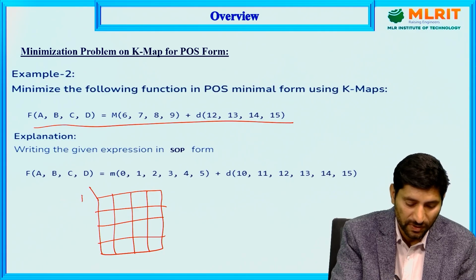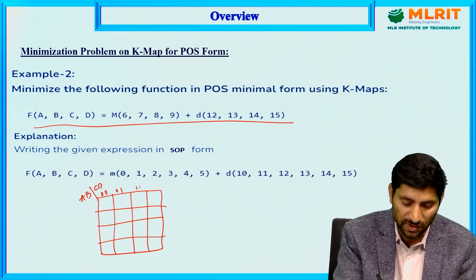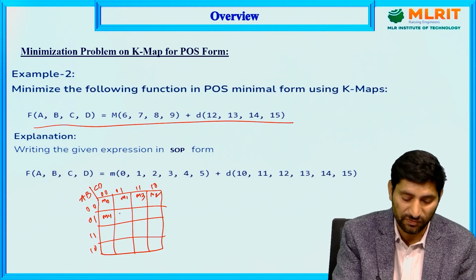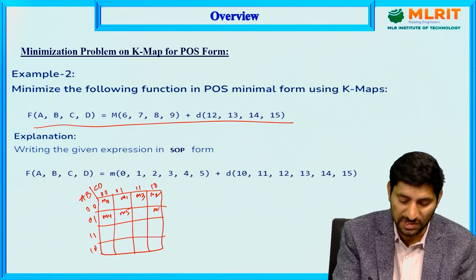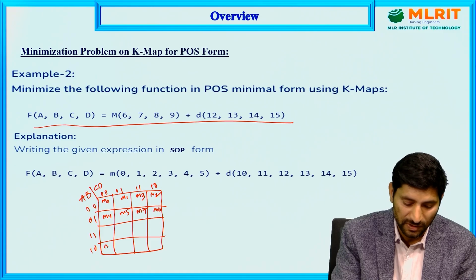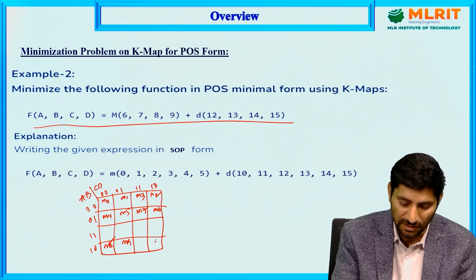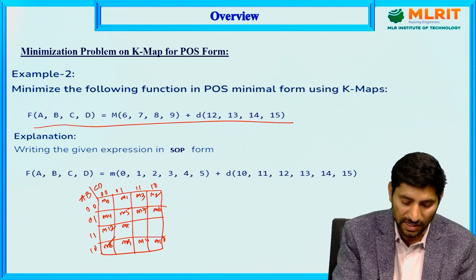Okay. So this is AB, CD, 0, 0, 0, 1, 1, 1, 1, 0 and 0, 0, 0, 1, 1, 1, 1, 0. This is the M0 term, M1, M2, M3, M4, M5, M6, M7. This is M8, M9, M10, M11. Next, this is M12, M13, M14, M15.